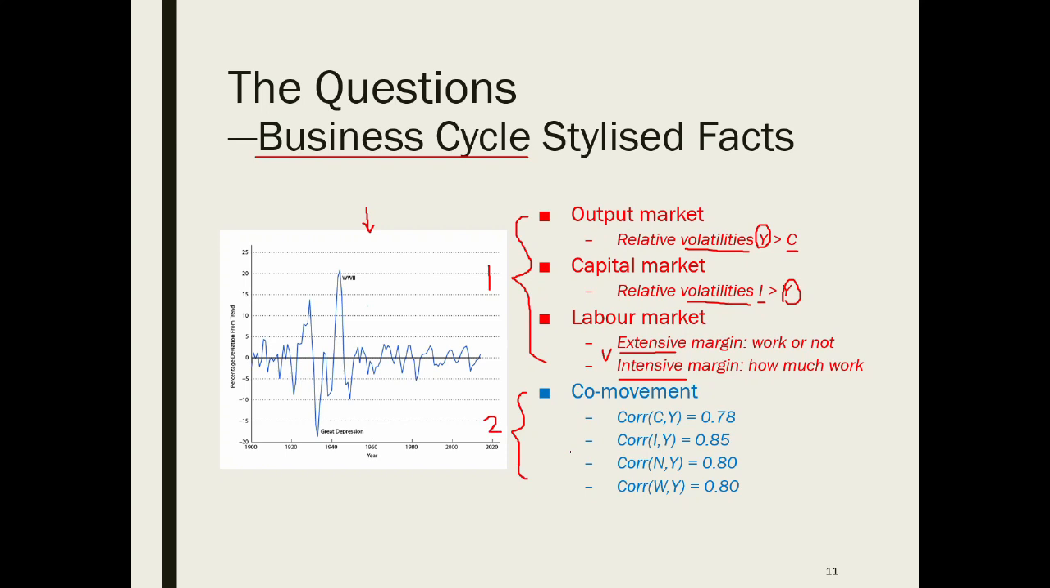They are about the co-movements of a pair of variables. As you can see in the data, consumption C, investment I, employment N, and wage W are all positively correlated with GDP Y. Again, here we use GDP or output as the basis to define cyclicality. The third type of stylized facts on business cycles are about the persistence of these variables after disturbing shock.